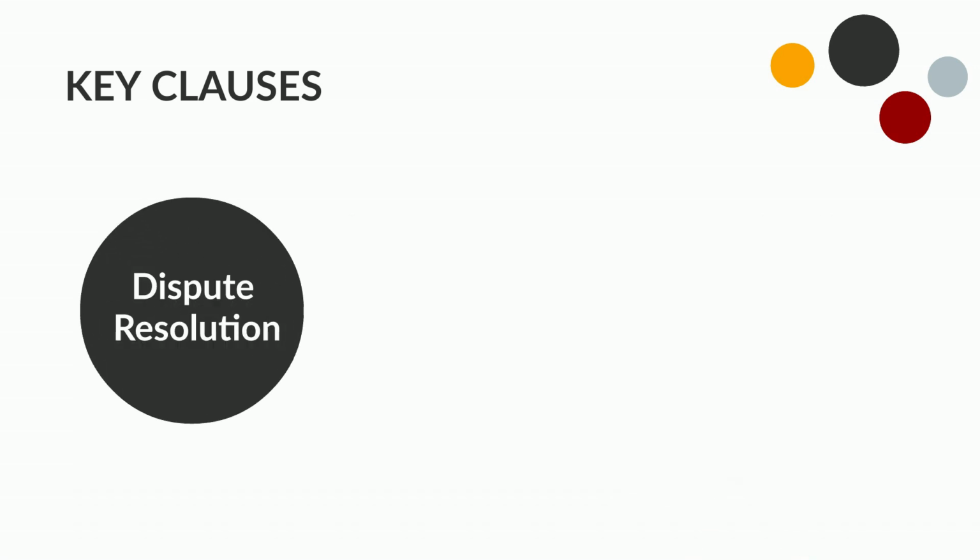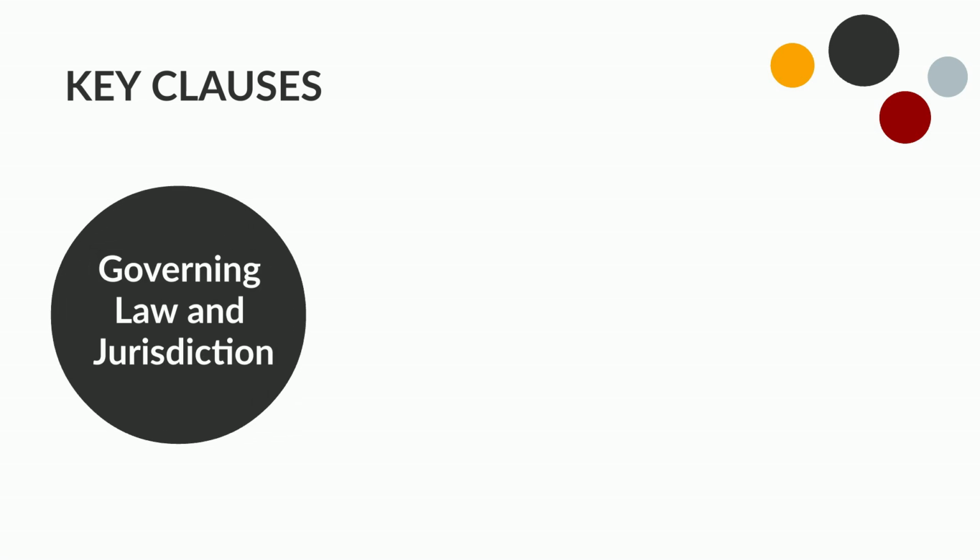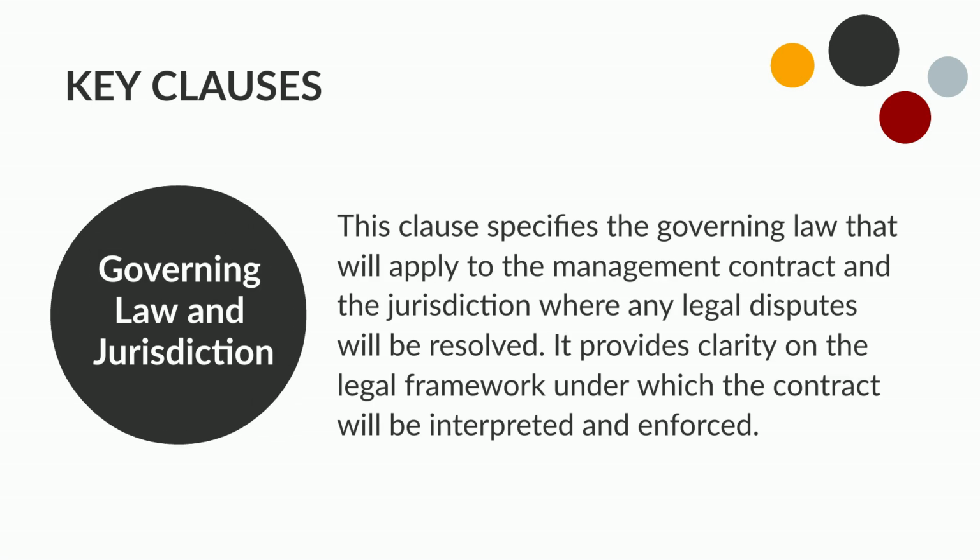Dispute resolution. This clause establishes the mechanism for resolving disputes between the parties, such as arbitration, mediation, or litigation. It defines the process, venue, and governing law for dispute resolution. Governing law and jurisdiction. This clause specifies the governing law that will apply to the management contract and the jurisdiction where any legal disputes will be resolved. It provides clarity on the legal framework under which the contract will be interpreted and enforced.